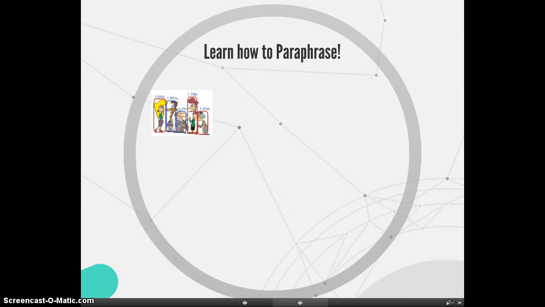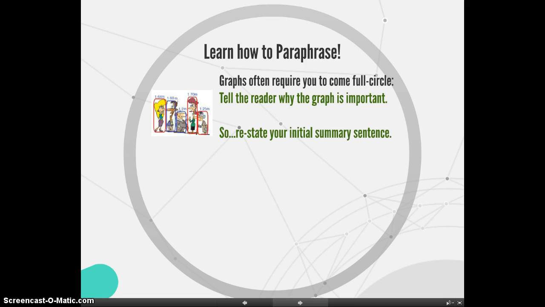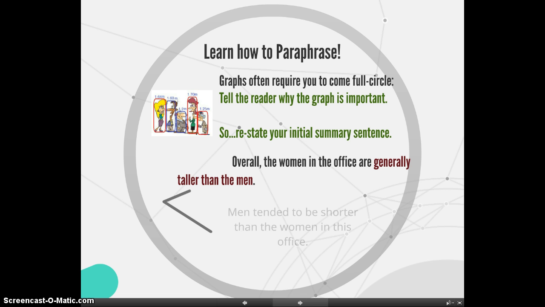Okay, the final thing you need to understand, or the skill that you need to practice, is paraphrasing. Graph descriptions usually have a concluding sentence that restates what we expressed in sentence number 2. So let's come full circle. We came up with a summary sentence earlier. Overall, the women in the office are generally taller than the men. Well, what can I conclude once I've looked at the specific trends? Men tended to be shorter than the women in this office, and that's what this graph is telling me.